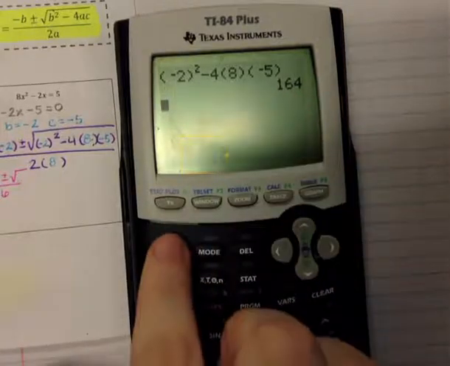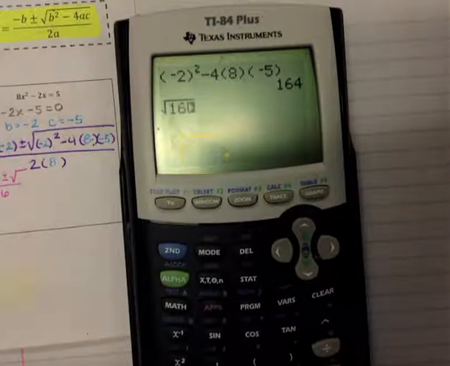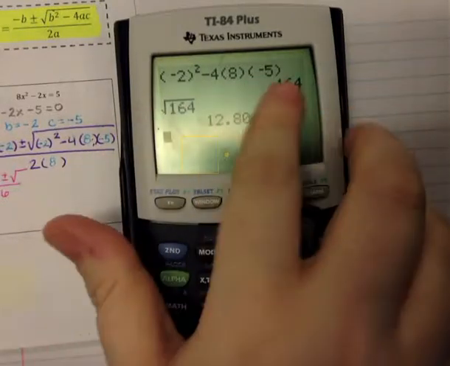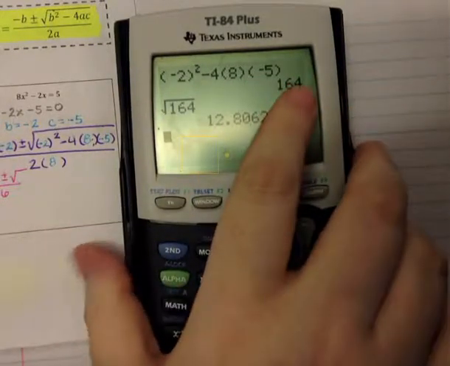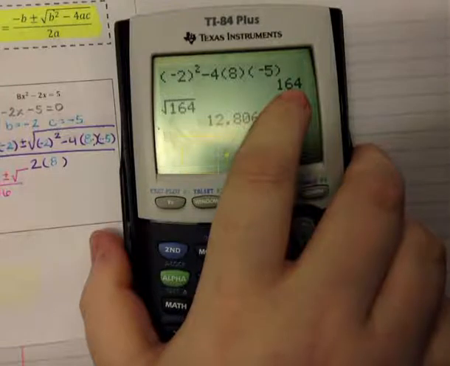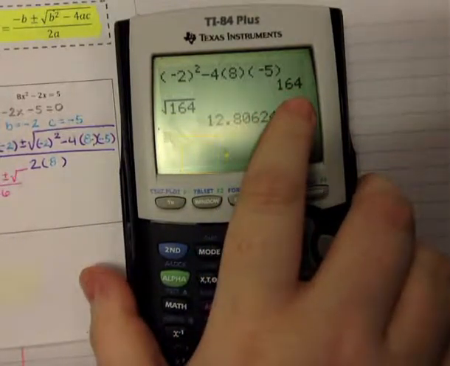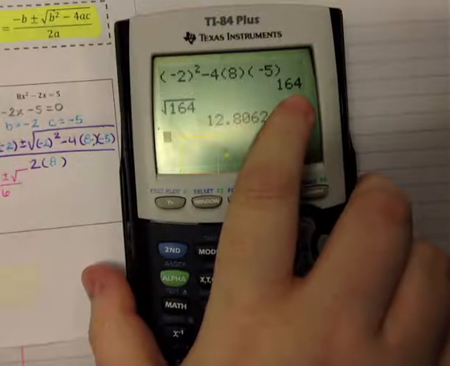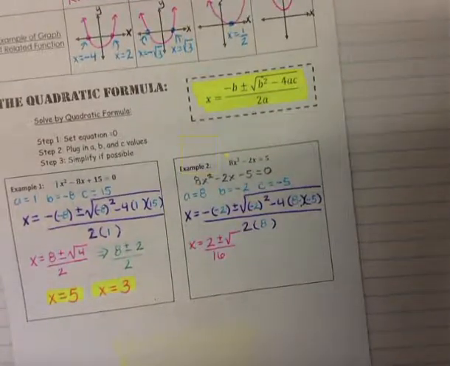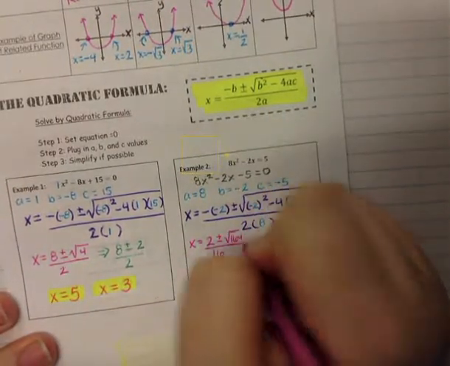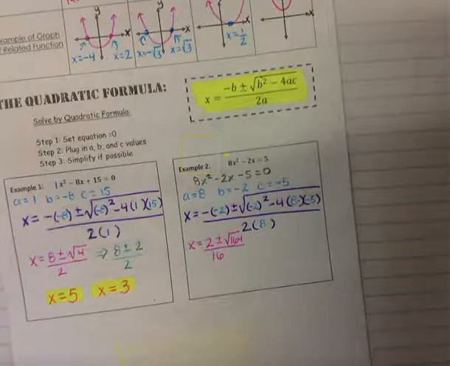So let's check. If I take the square root of 164, it is not a perfect square. So I know that I will be able to hopefully simplify this, but it will not be two rational answers. I will probably still have a square root symbol inside of our answer. So we have 164 in here. So what we want to do is simplify this.